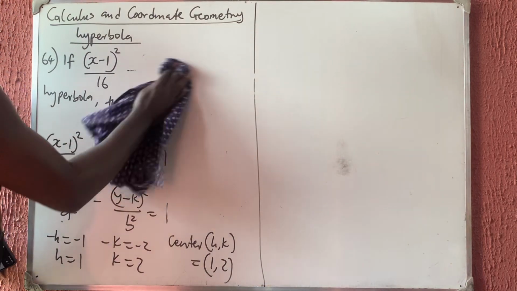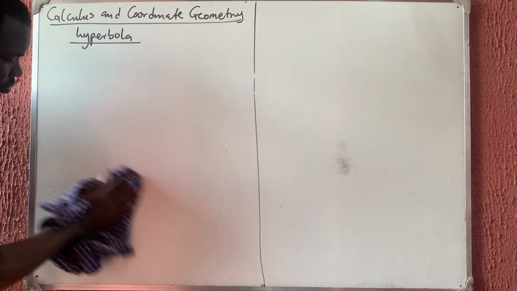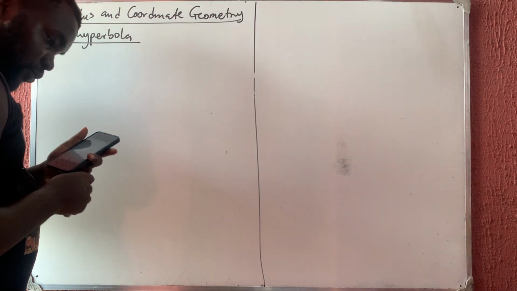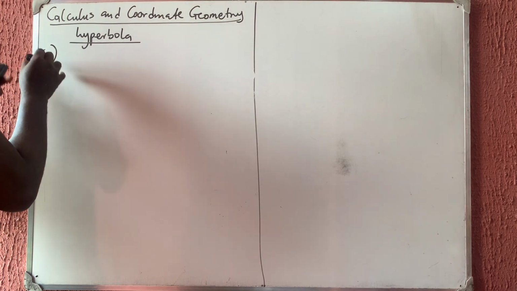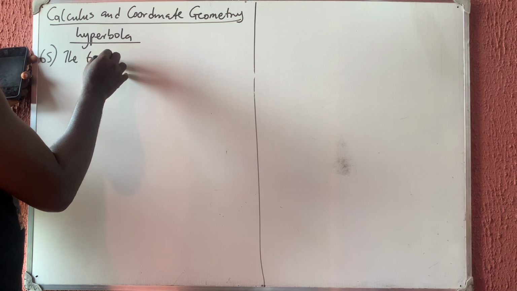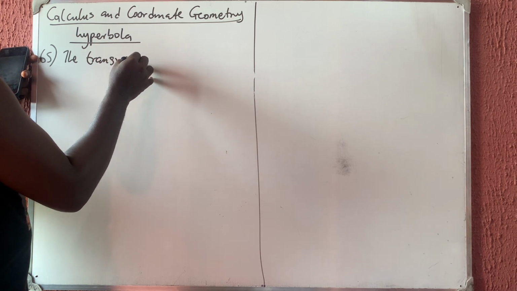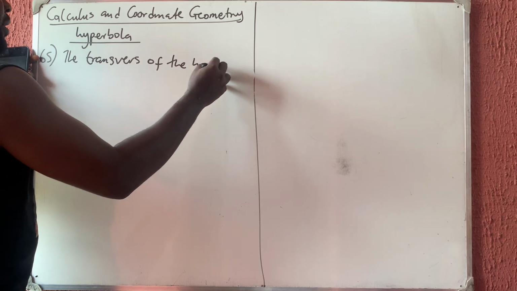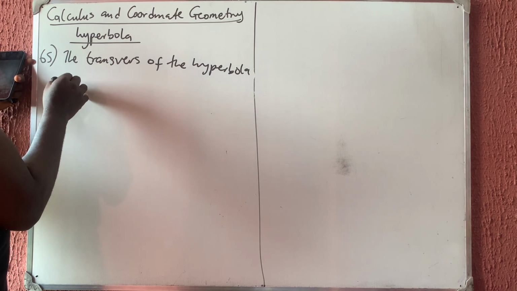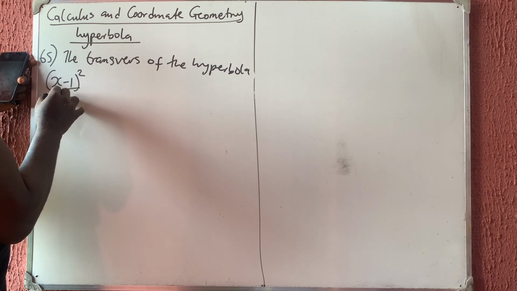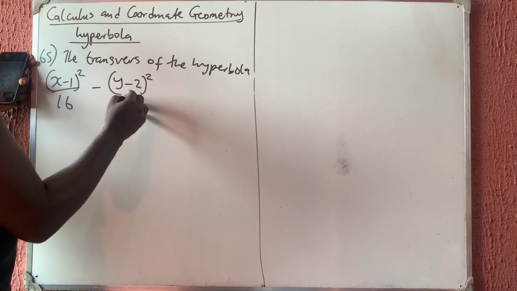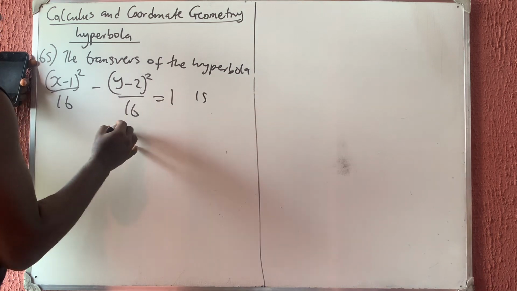So we move to the next question. The next question is question number 65. And question number 65 said the transverse of the hyperbola (x minus 1) all squared over 16 minus (y minus 2) all squared over 16 is equal to 1.